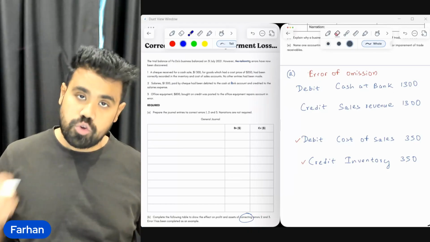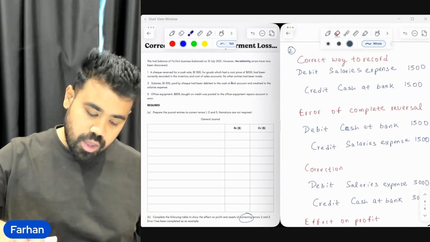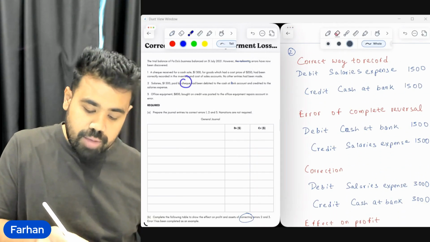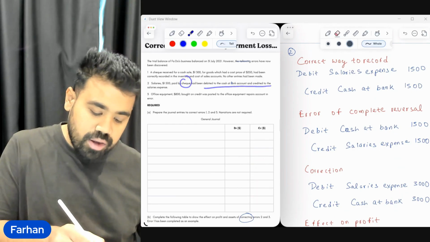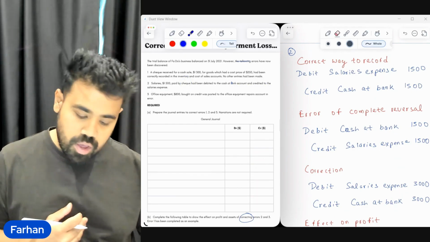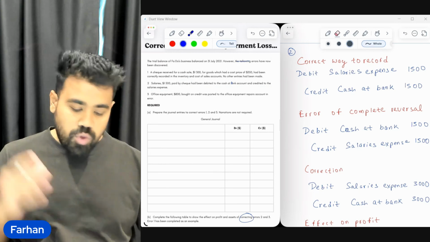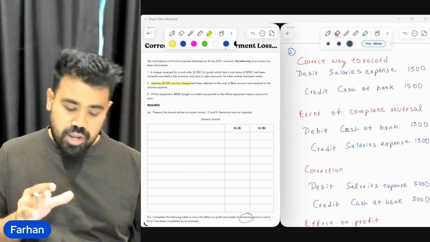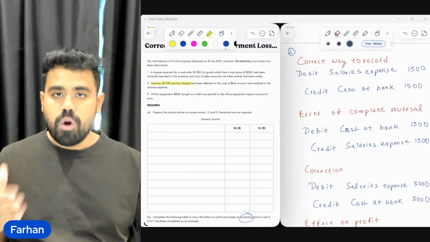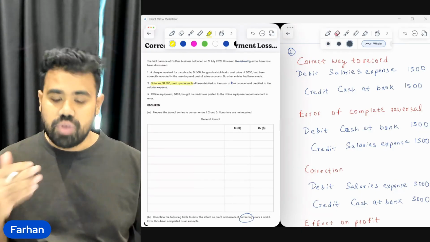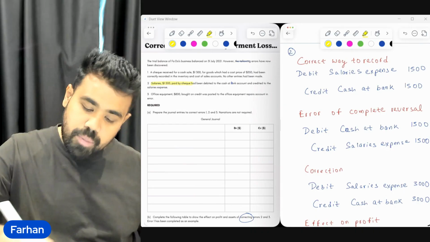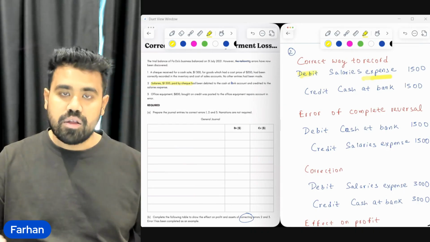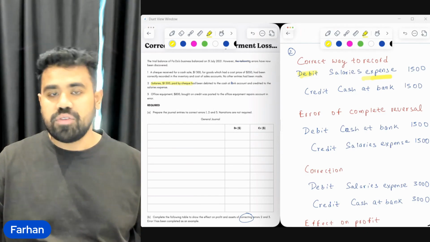So now let's move to the second error, which we have got. Salaries of $1,500 paid by check had been debited to the cash and bank account and credited to the salaries expense account. All right. So when we read these first few words, salaries of $1,500 paid by check, just by reading these first few words, how should we correctly record this? We should debit the salaries expense account because obviously we have an expense that is being incurred due to the staff and employees that we have hired.